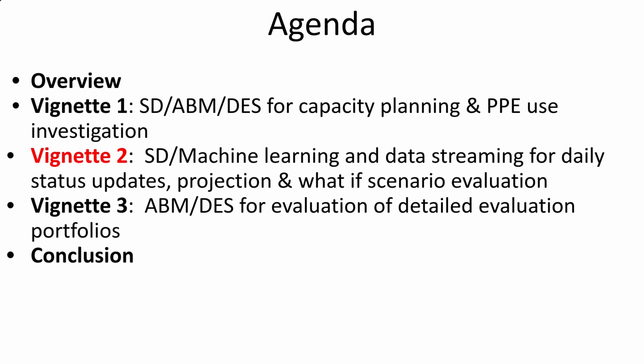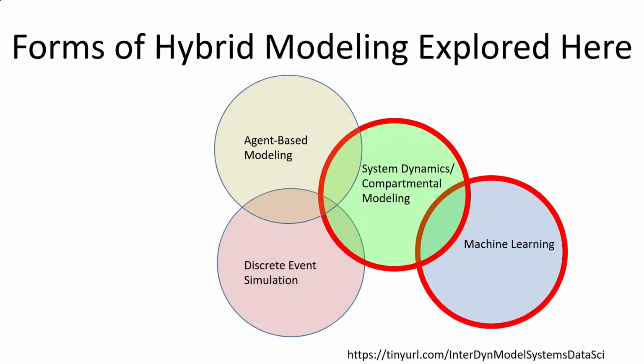So that's Vignette 1, a model that weaves together agent-based modeling, system dynamics modeling, and discrete event modeling. I would note, following discharge, people stay represented as agents. So there is all three types of modeling. Vignette 2 is going to focus on a rather different axis or characterization. It's a combination of dynamic modeling in the form of compartmental models with machine learning.